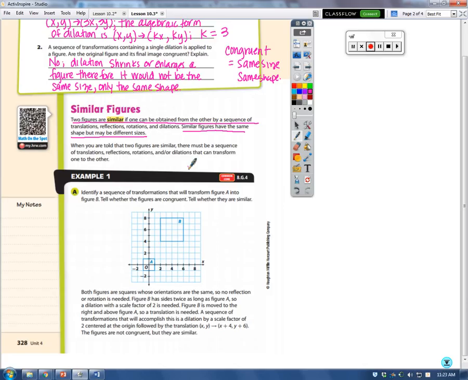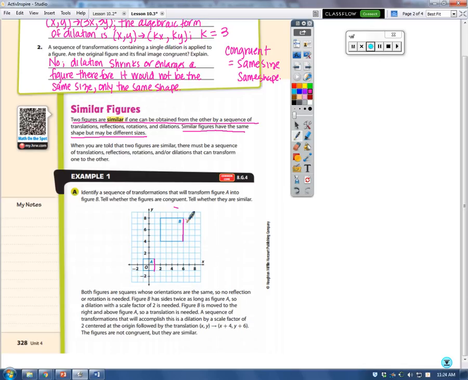So what it wants us to do in these examples is identify a series of transformations that starts with figure A and results in figure B, okay? First of all, we know there's a dilation involved, and if we look at trying to determine our scale factor, this has a side length of 2, and this has a side length of 4, which means it's been dilated by a scale factor of 2, right? Because 4 is twice 2. So we know that there's at least a dilation.